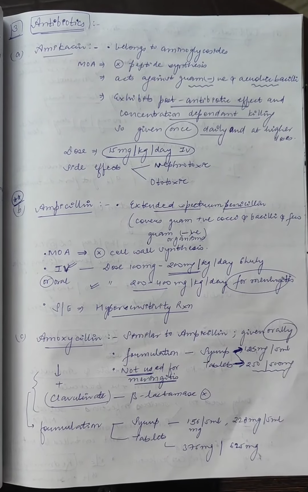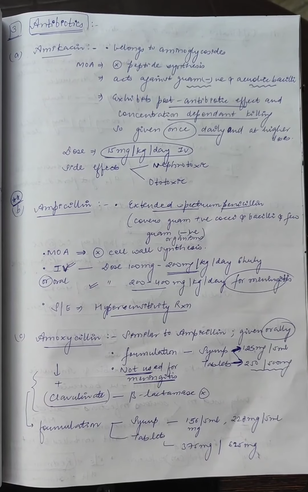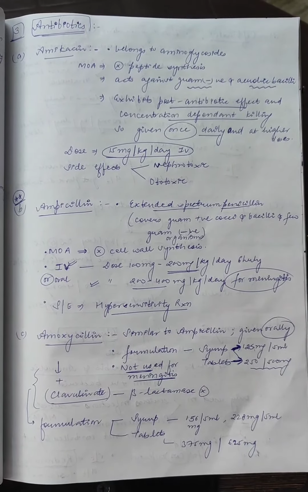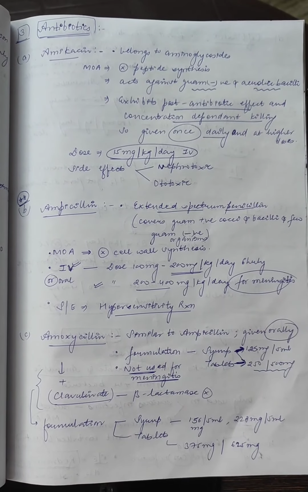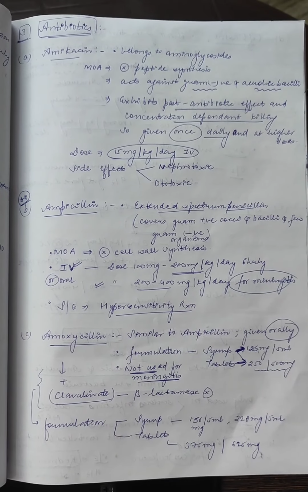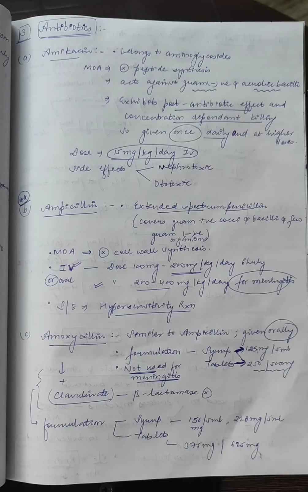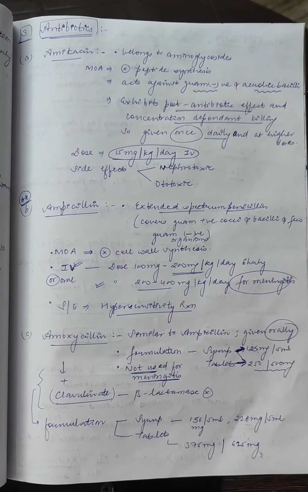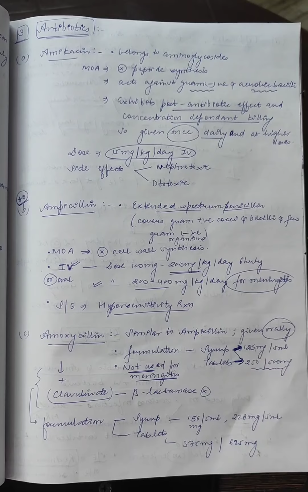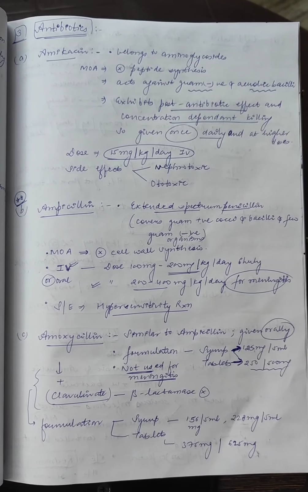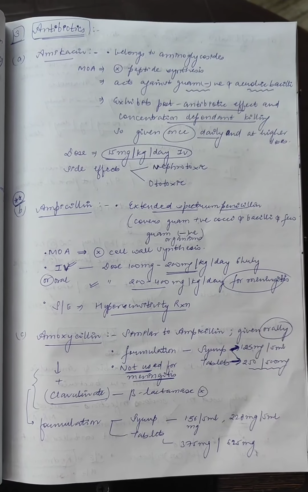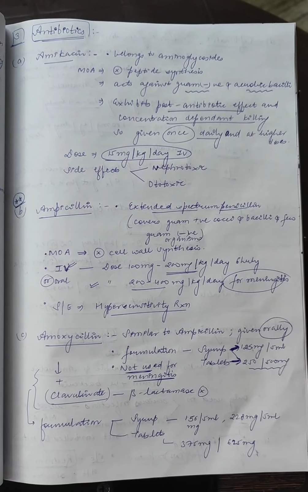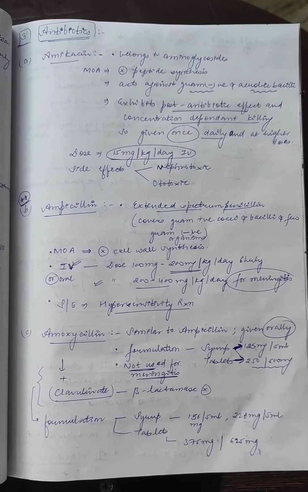Amoxicillin alone is not used for meningitis. Amoxicillin is combined with clavulanate to increase the sensitivity and efficacy of both, because clavulanate is a beta lactamase inhibitor, so it reduces the destruction of amoxicillin by the beta lactamase enzyme. The formulations available are syrup 156 mg per 5 ml or 228 mg per 5 ml, and in tablet form, 375 mg or 625 mg.